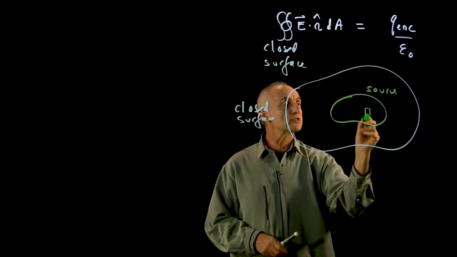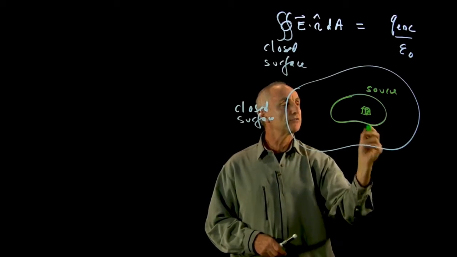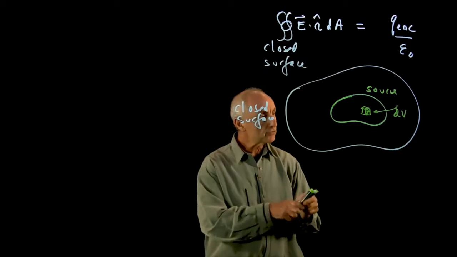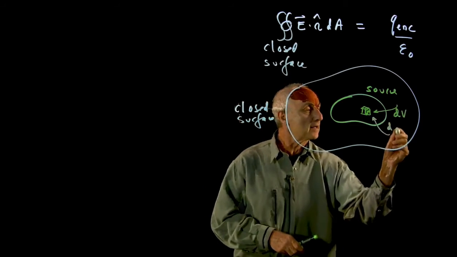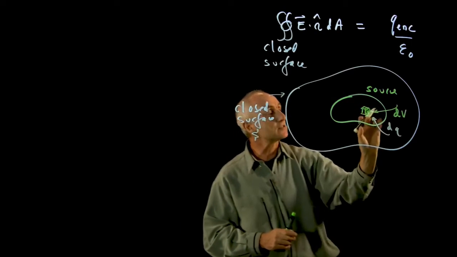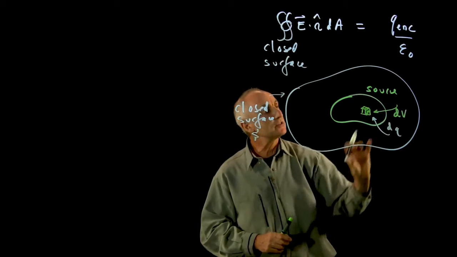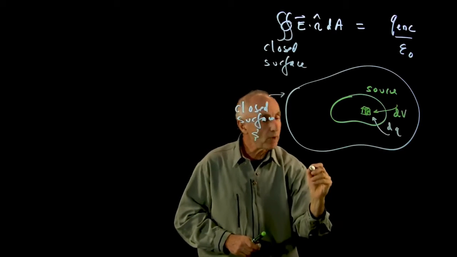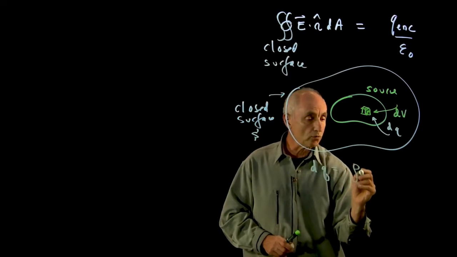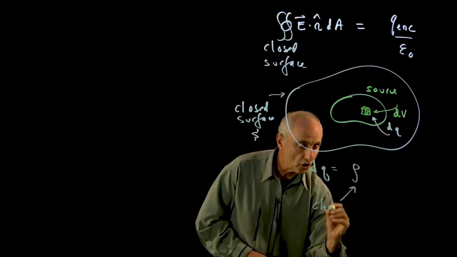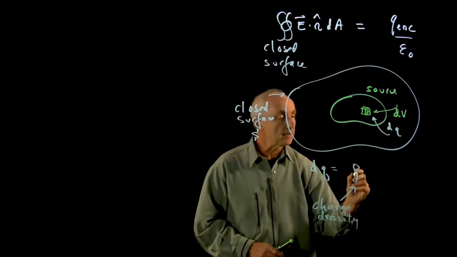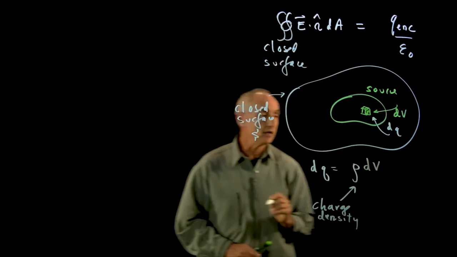And I'm going to think of my source as a bunch of little volume elements in our source. And the amount of charge that I want to calculate that's enclosed in my surface S, well, I have to figure out how much charge is inside this source. And the way we look at that is we say that dq is equal to the charge density, rho. So this is charge density. It's a volume charge density. And we multiply that by the volume element, dV.